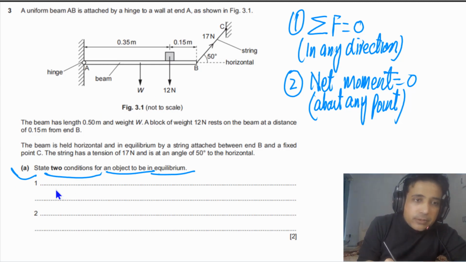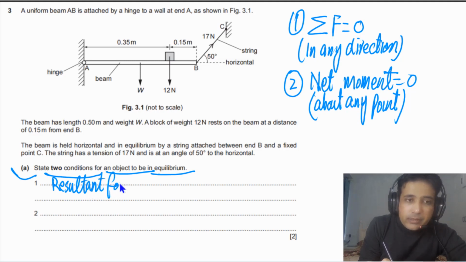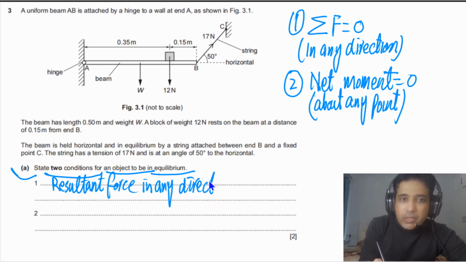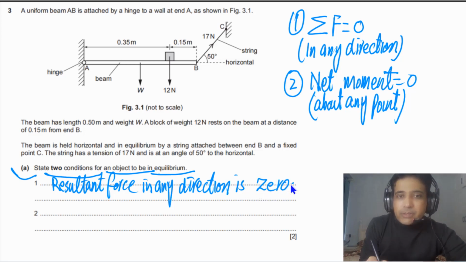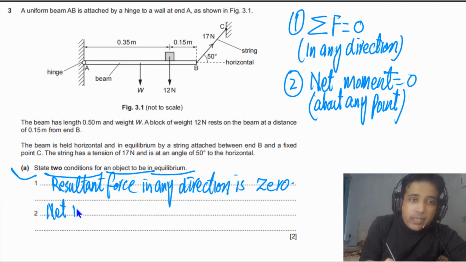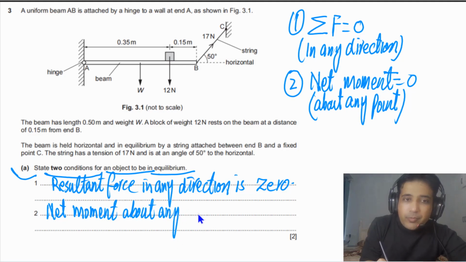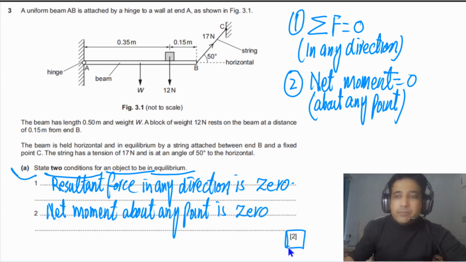So for the answer of this question, simply we can say resultant force in any direction is 0. So this one is the first condition. And the second condition is net moment about any point is 0. So if you write down these two conditions, you will get 2 marks. And these are 2 B marks. I mean, if you write down the first one, you will get 1 B mark, and if you have written the second one, you will get another B mark.